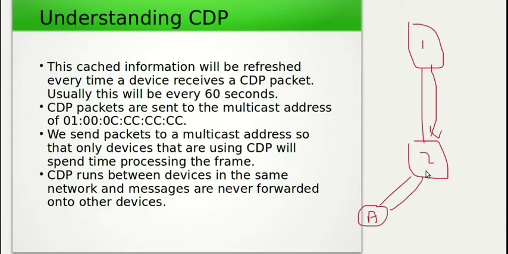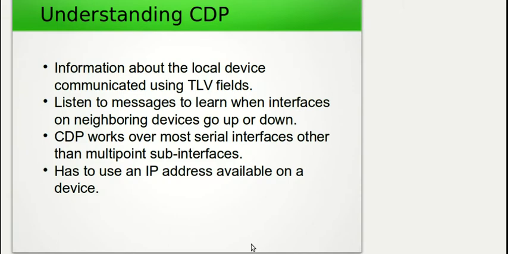Switch 2 will send information about itself to router A, and router A will not forward that message on to another network. So CDP information stays within the same network, and messages are never forwarded on between devices. CDP sends information about the local device by using TLV fields. These are known as type length value fields.